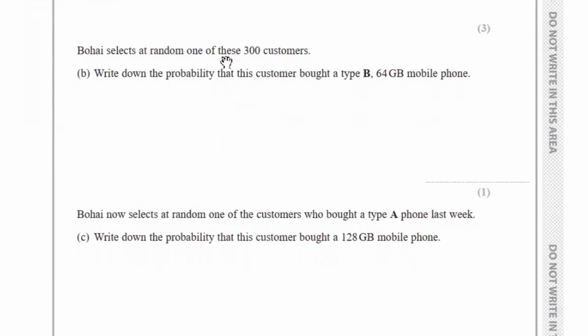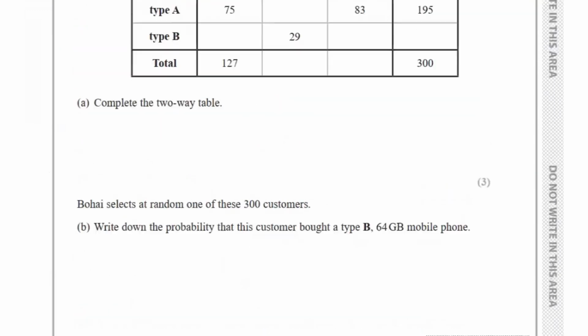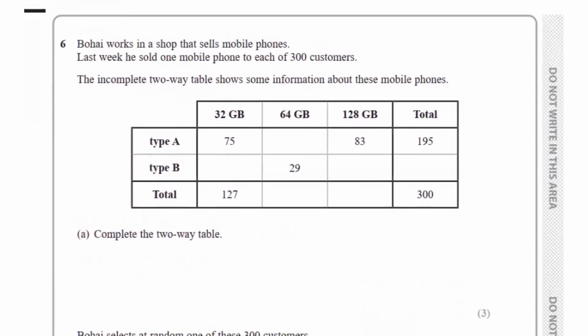And it says Bahai selects at random one of these 300 customers. Write down the probability that this customer bought a type B 64 GB mobile phone. So for a type B 64 GB mobile phone, the number is given as 29, and the total number of phones is 300. So the probability is going to be 29 over 300.